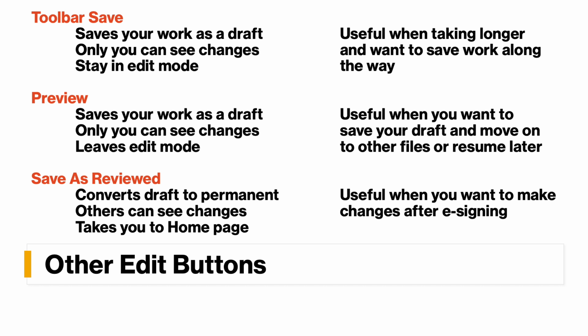The Save as Reviewed button will convert the draft to a permanent file that others can see the changes that you made, and you are taken out of edit mode and taken to the home page. This button can be useful when you want to make changes after you have already e-signed. Note that the e-sign button does everything the Save as Reviewed button does, with the addition of adding a signature. Without the Save as Reviewed button, you would be adding a signature every time you make a change.